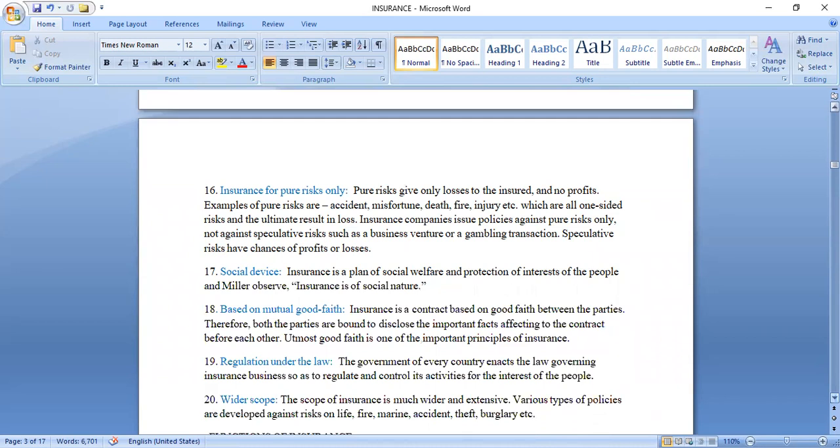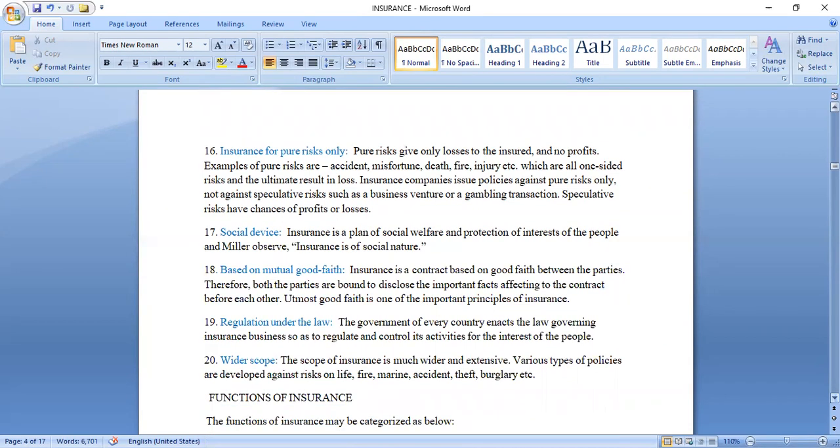So insurance is made for pure risks only, right? And pure risks give only losses to the insured and no profits. So insurance is provided to what we call pure risks. And what are the examples of pure risks? Pure risks include accidents and misfortune.